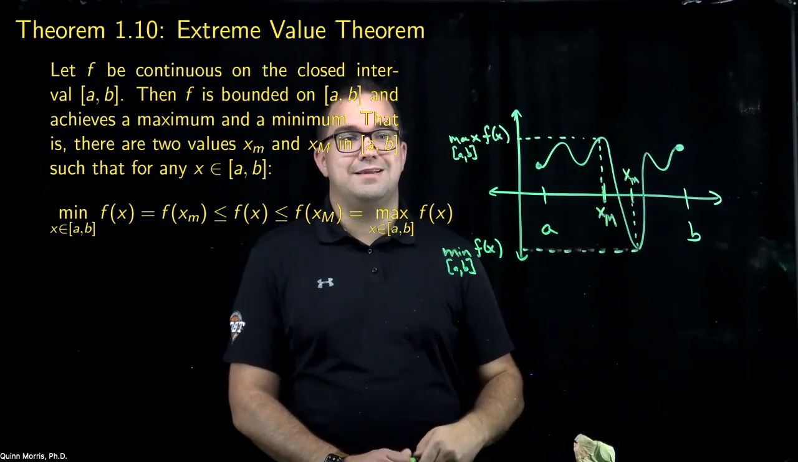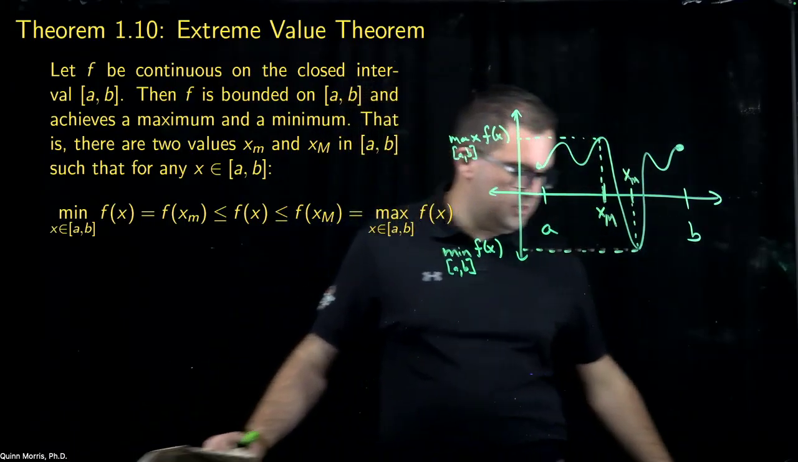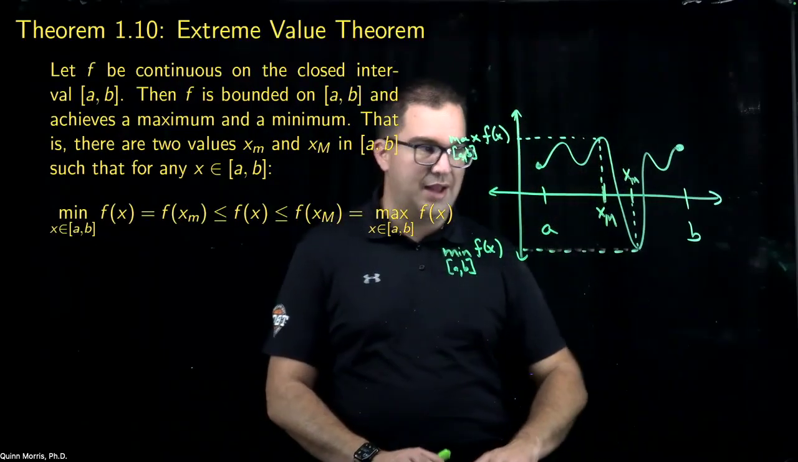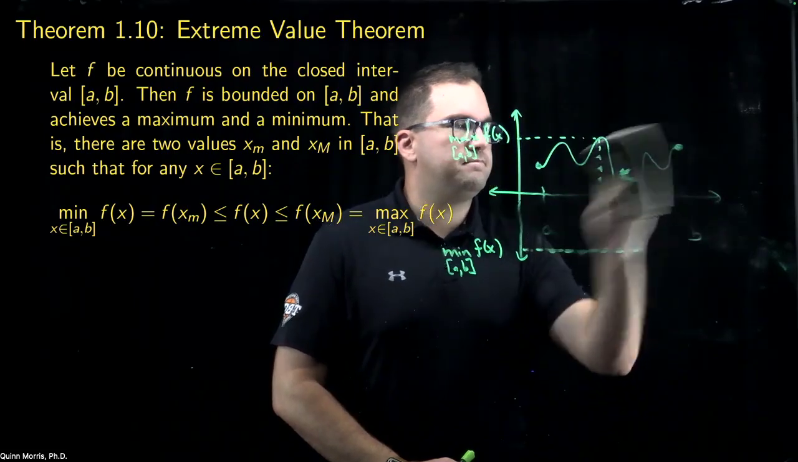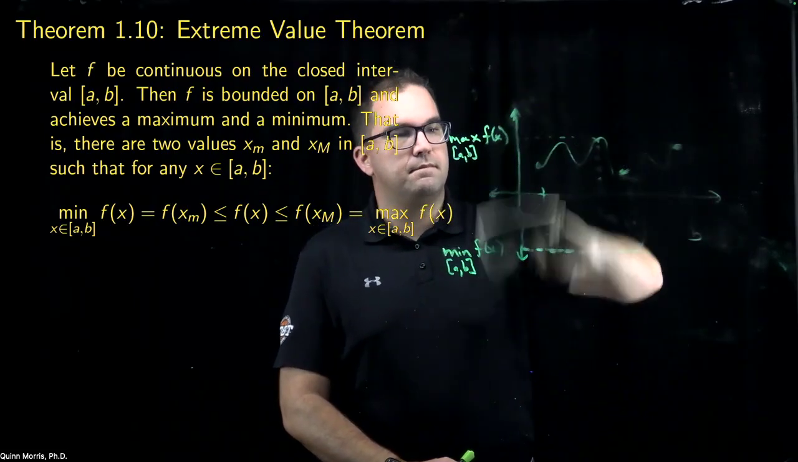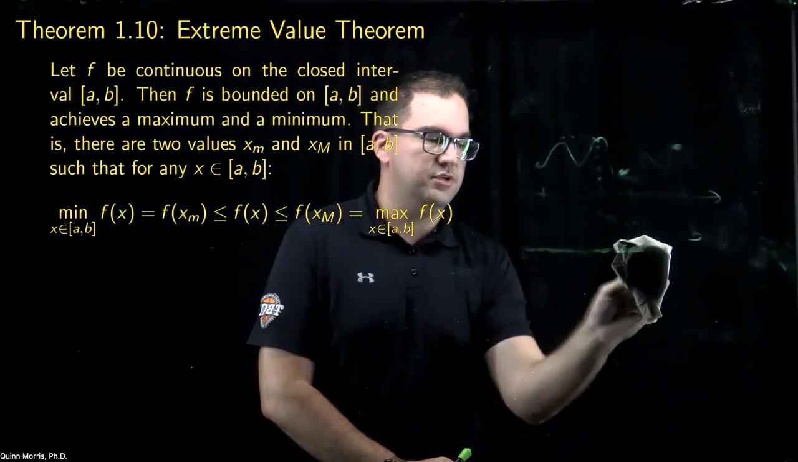Now, again, we're looking at a continuous function. This has to happen. So you could very reasonably ask the question, wait, how could this not happen? Well, let's look at a discontinuous function.